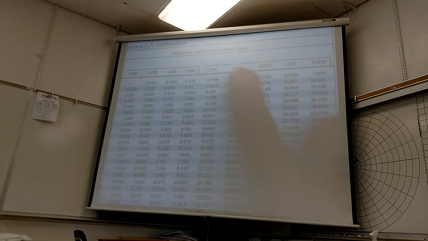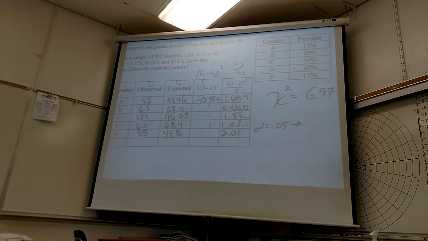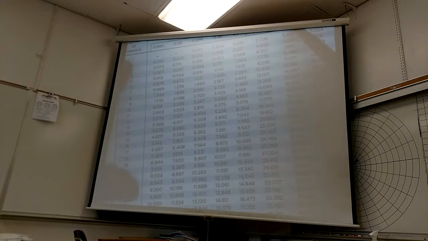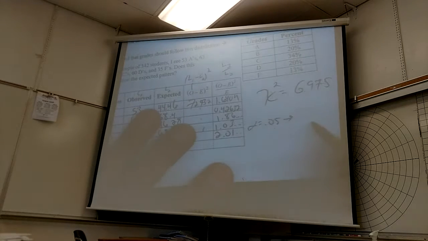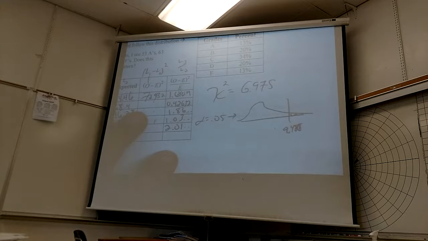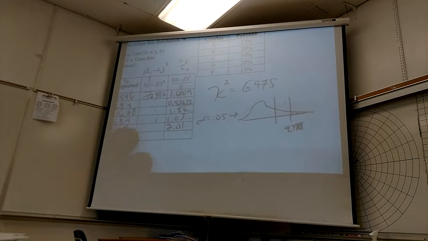So 0.05. And what's my degrees of freedom? Degrees of freedom, 4. Good. There's 5 categories, minus 1 is 4, so I go to 0.05 and I stop at 4. 9.488. Did we make it far enough? No. We made it here. Which means what?